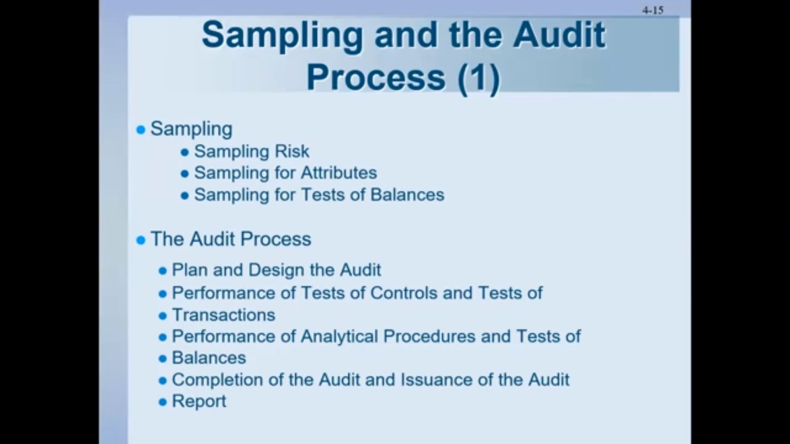The other type of erroneous conclusion is that, in the case of a test of controls, controls are less effective than they actually are, or in the case of a test of details, that a material misstatement exists when in fact it does not.